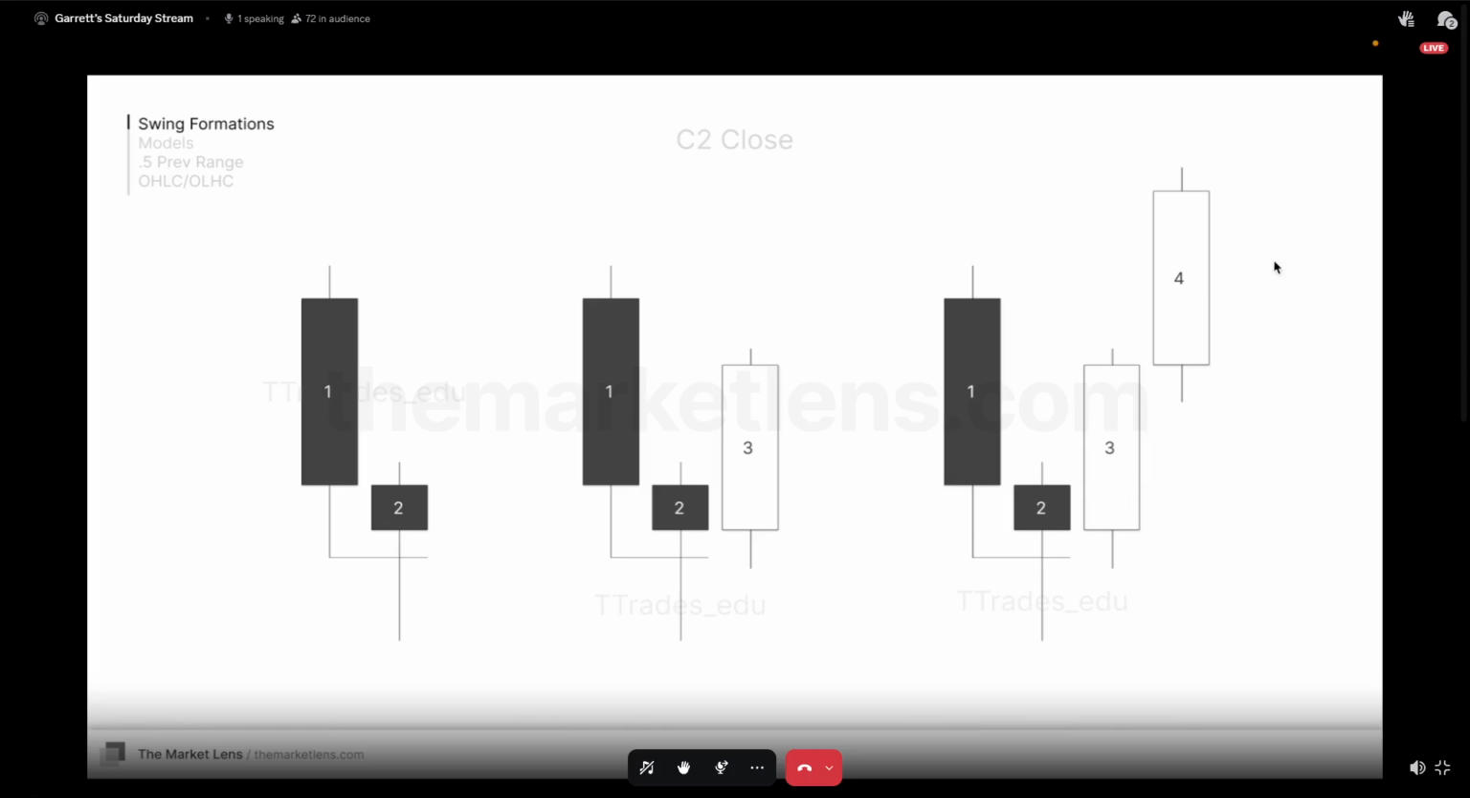This is a candle 2 swing formation, where candle 2 is just the candle that fails to displace within candle 1's range.